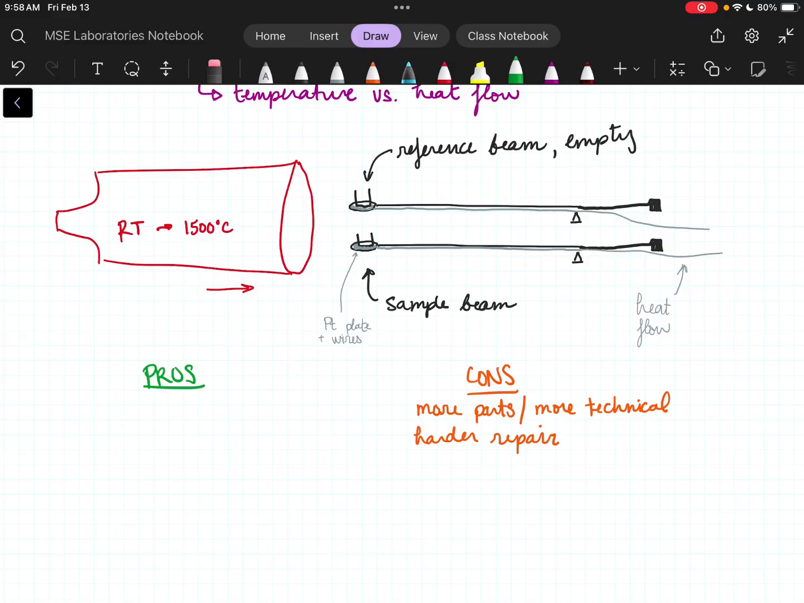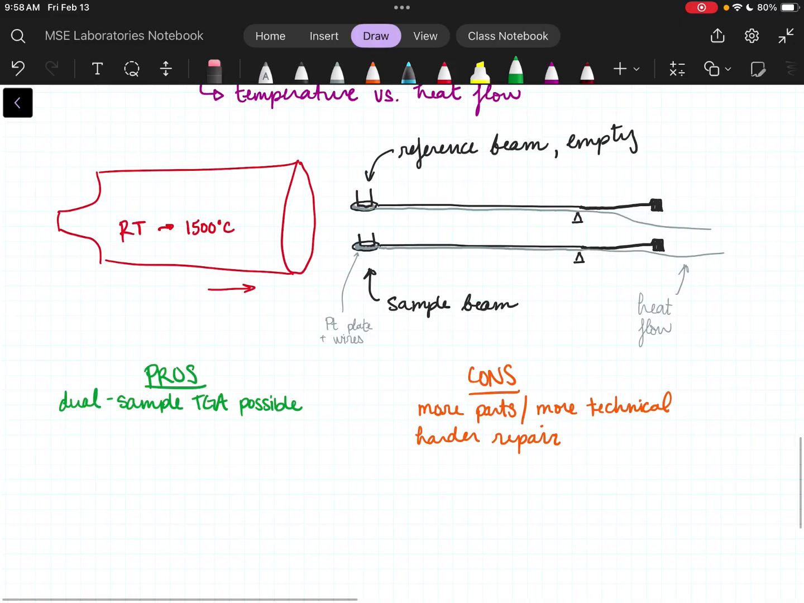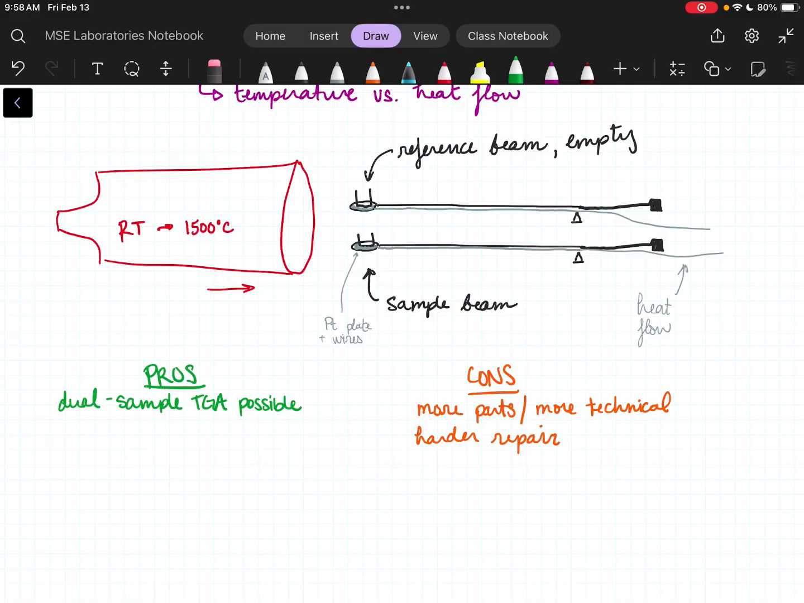I don't think I've said it earlier, but our furnaces have a temperature range from room temp. I don't really trust them below 50 degrees Celsius, which isn't room temp, but here we are. And ours can go up to about 1500 degrees Celsius. So our combination DSC TGAs are high temperature, and that's specific to our lab. Different furnaces, different instruments are gonna have different ranges of temperature compatibility.